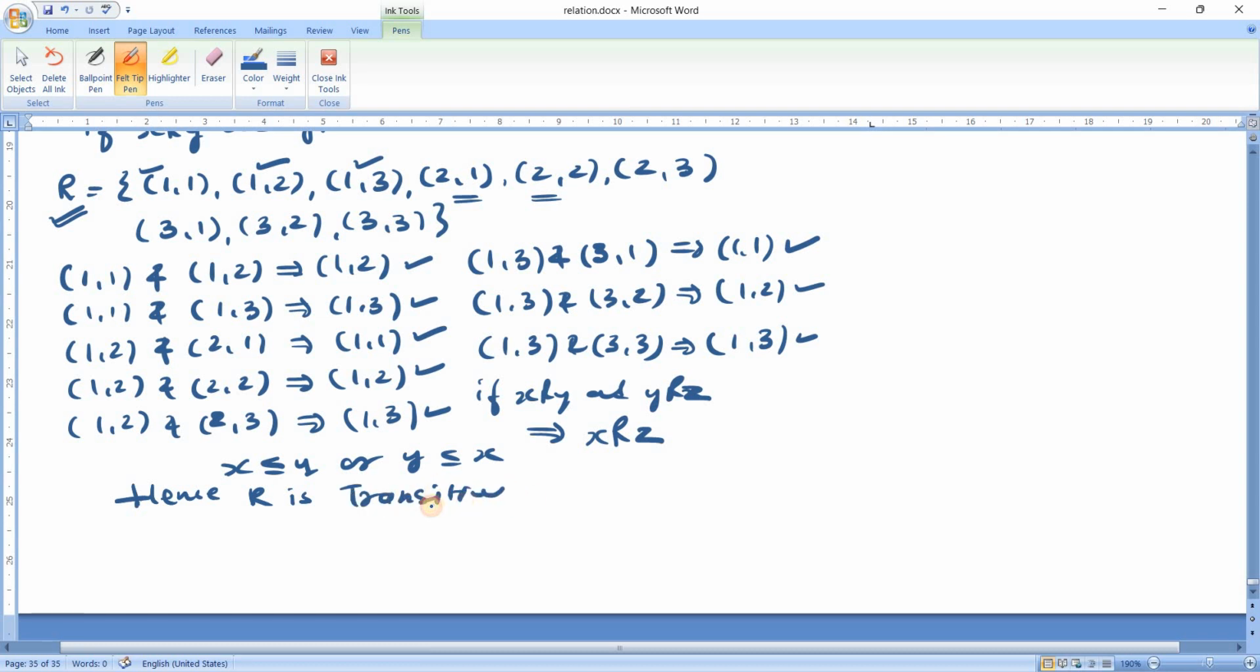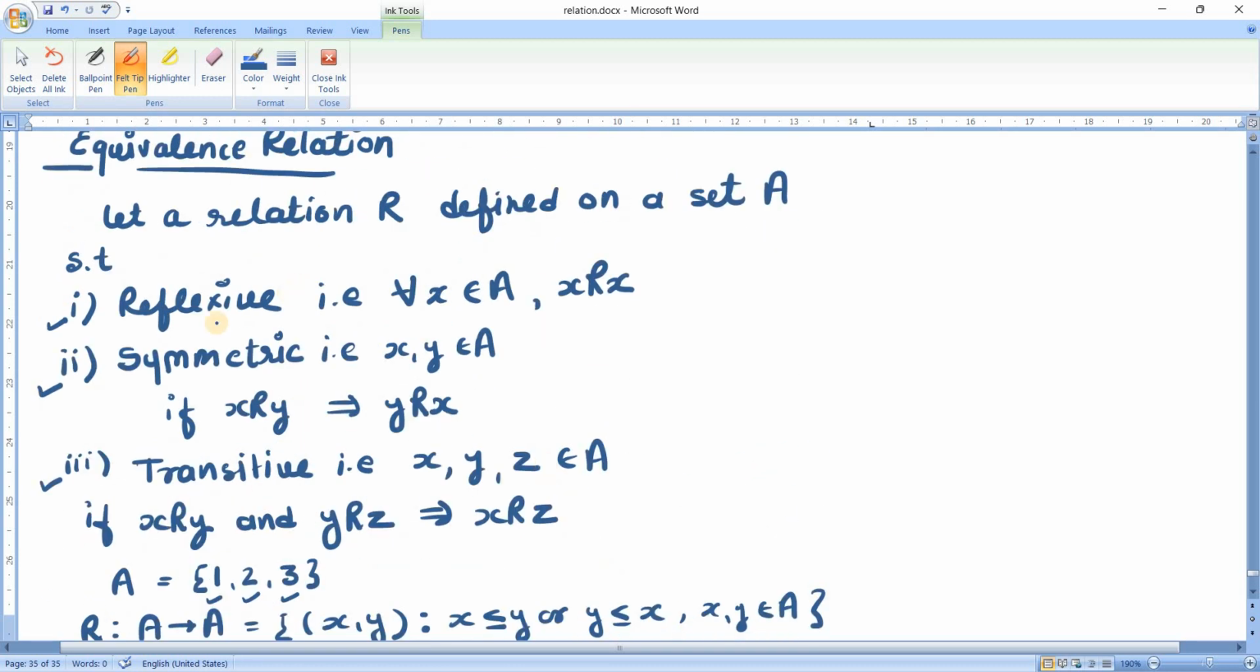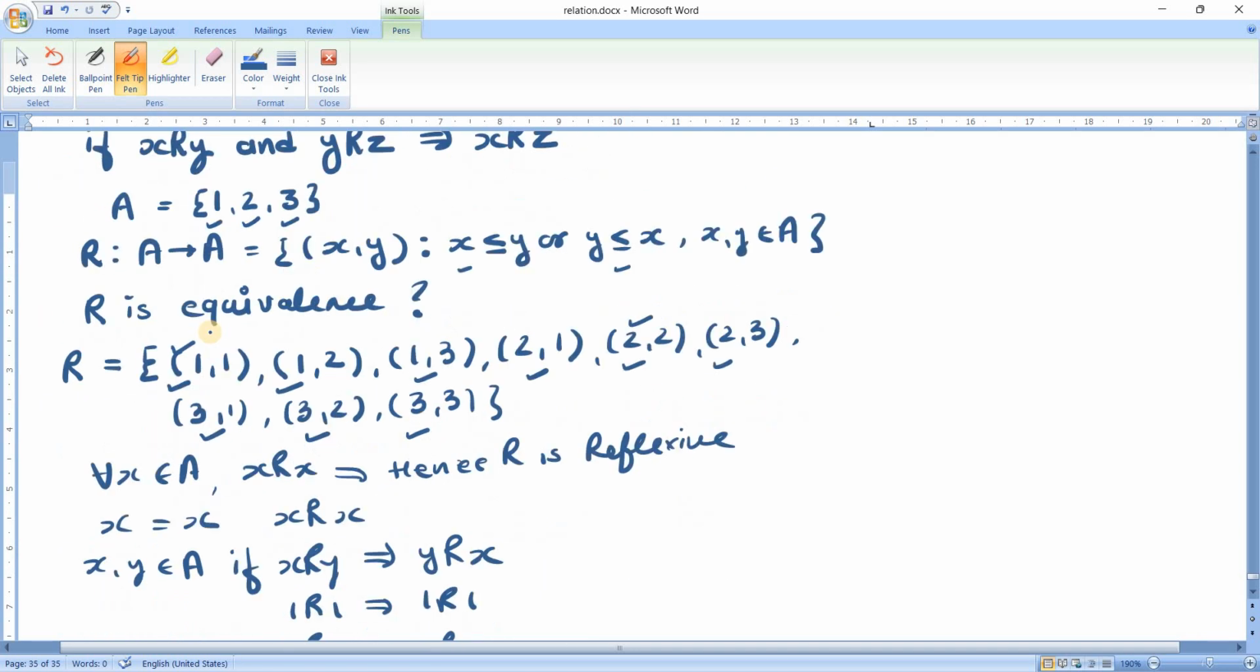So as we can see from all those three conditions, we conclude that R is reflexive, R is symmetric, and R is transitive, and hence the given relation R is an equivalence relation. So we'll say that this is true: R is an equivalence relation.